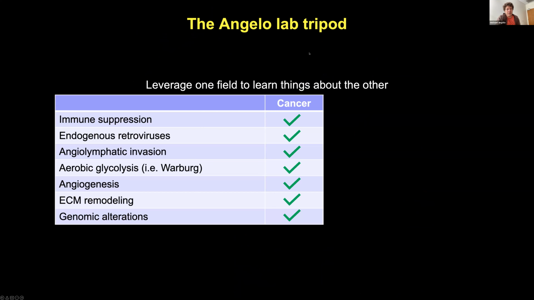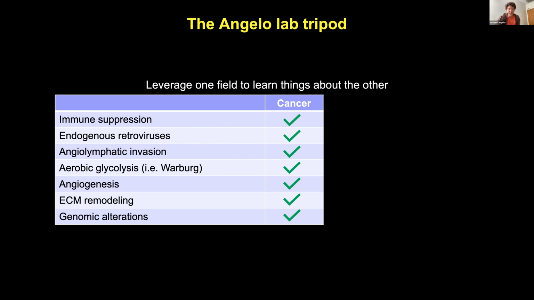And this was kind of what people in the lab have referred to as my Angelo Lab tripod, which is: how can we leverage things that we know about one field to learn about the other? For example, if you look at cancer, here's a list of some of the things that we think about when we think about aberrant processes that allow cancer to persist: immune suppression, which has become a really big one because of all the therapies that are coming out now that are targeted, upregulation of endogenous retroviruses, angiolymphatic invasion, Warburg-like metabolism with aerobic glycolysis, vascular remodeling, ECM remodeling, and genomic alterations.